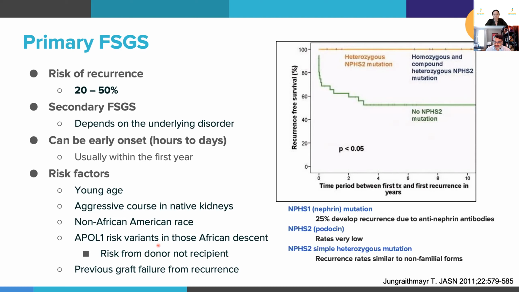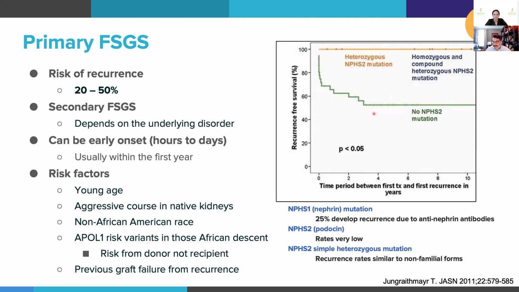Again, this isn't a hard stop, and there is potentially the risk of kidney disease in the donors who have 2 risk variants, but that's something that's discussed with both patient and donor at the time, and you really only screen at the time of living donation. And again, as we talked about earlier, previous graft failure from recurrence is another risk factor for recurrence. I did want to mention these.